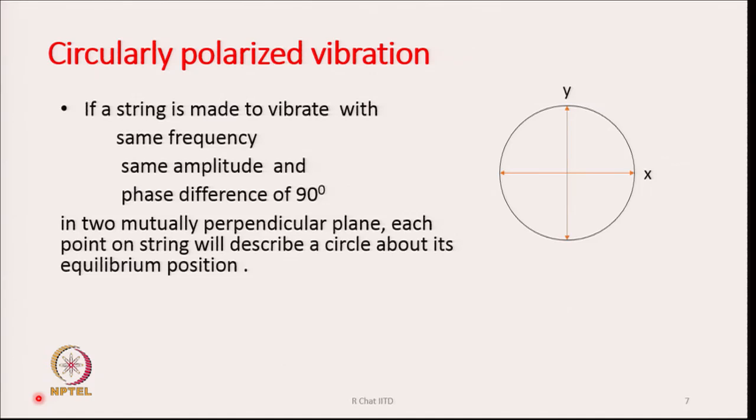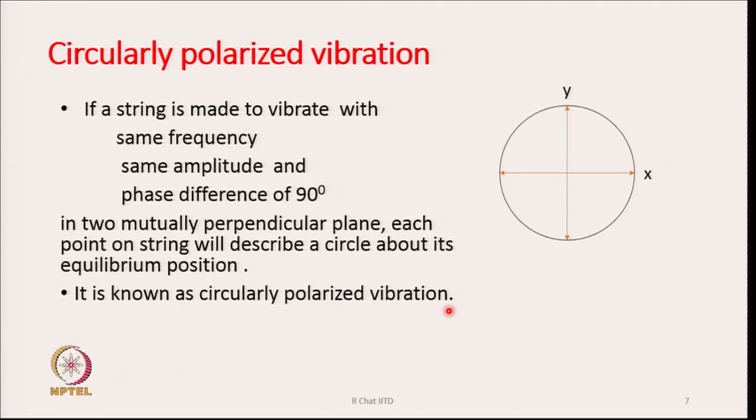Another aspect of waves is circularly polarized vibrations. What we have discussed is plane polarized vibration, that is, the string is vibrating in one plane. Now, there could be a situation where something may vibrate in two mutually perpendicular planes also. So, if the string is made to vibrate with the same frequency, same amplitude and a phase difference of 90 degrees in two mutually perpendicular planes, then each point on the string will describe a circle about its equilibrium position, and this is what is known as circularly polarized vibrations.